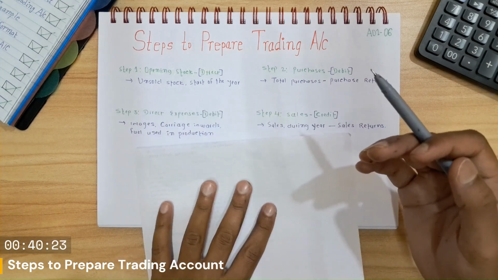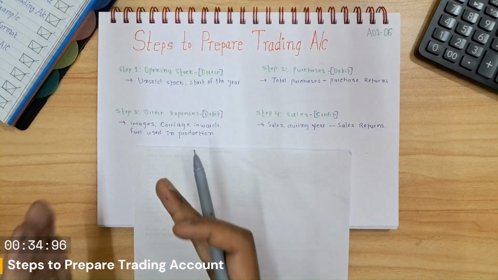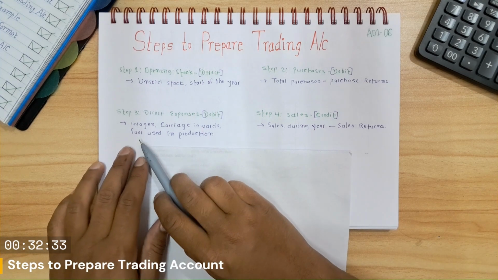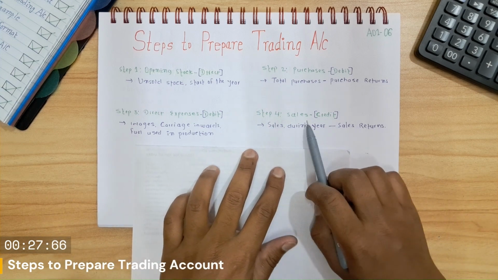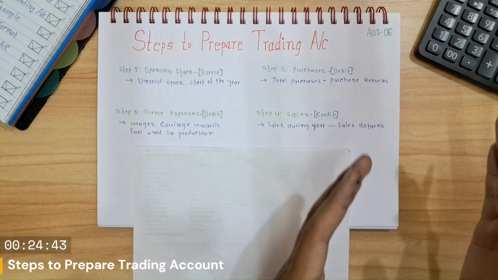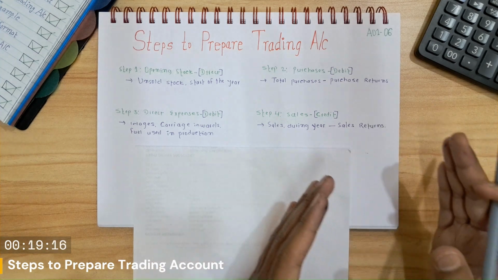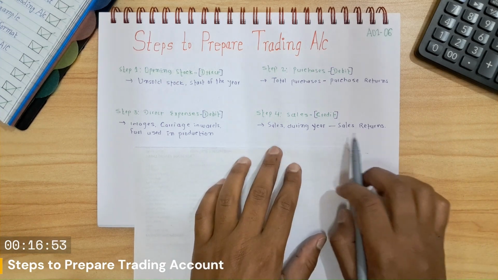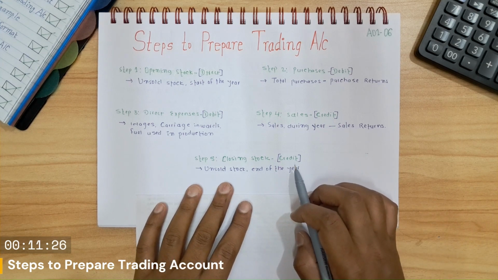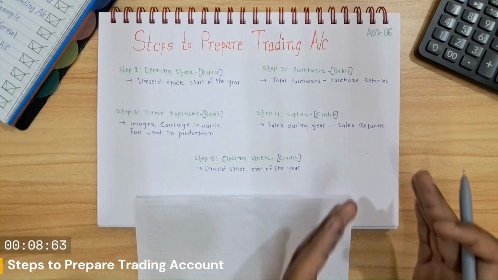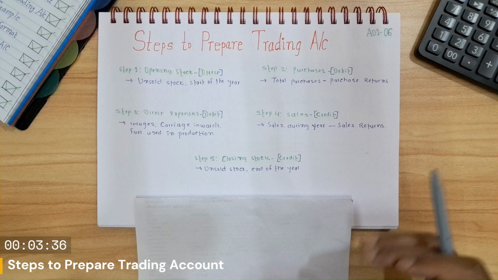Now see step three, direct expenses, which are also included on the debit side of the trading account, like wages, carriage inwards, and fuel used in production. Step four, sales, which are included on the credit side. All sales made during the year, and lastly subtract sales returns. Step five, closing stock, also on the credit side, which is the unsold stock left at the end of the year.